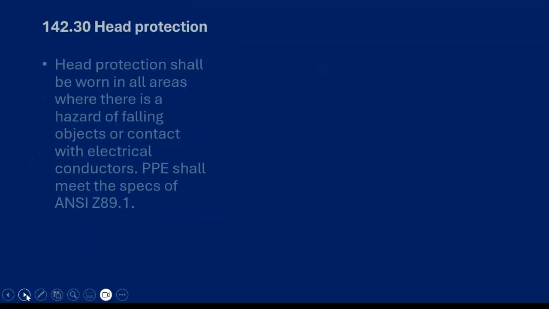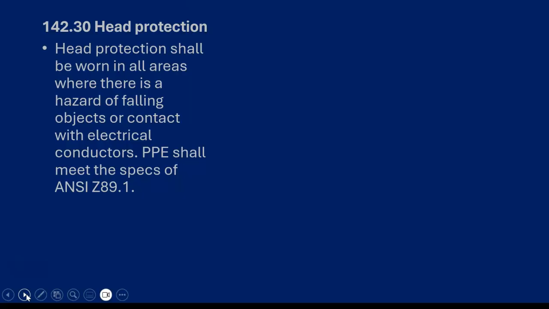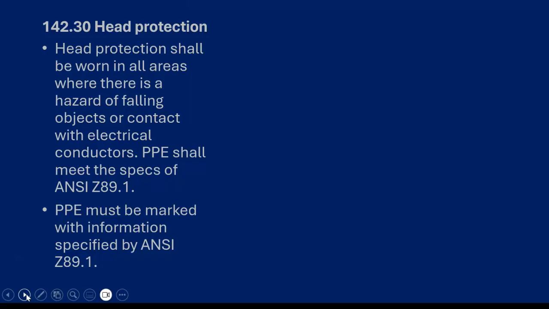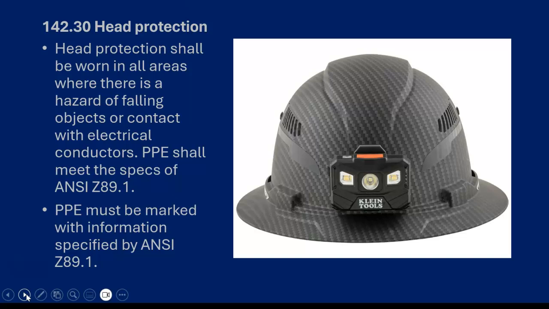Now we're going to go into head protection. Head protection shall be worn in all areas where there is a hazard of falling objects or contact with electrical conductors. PPE shall meet the specs of ANSI Z89.1. PPE must be marked with information specified by ANSI Z89.1. Just your typical hard hat here. It's a form of head protection.